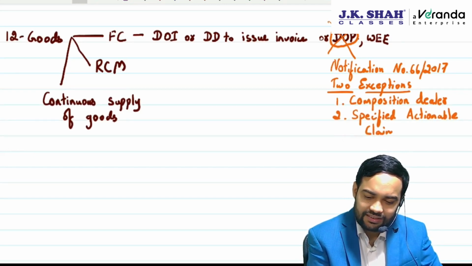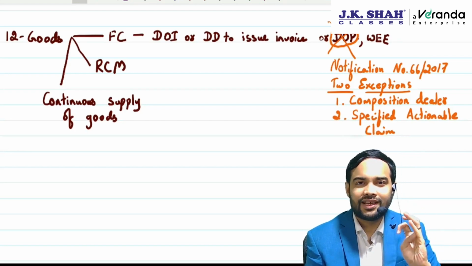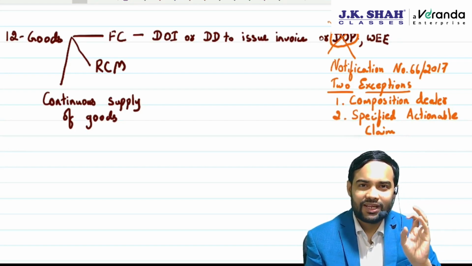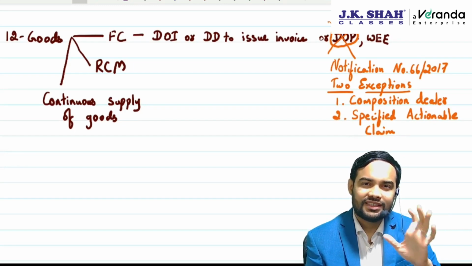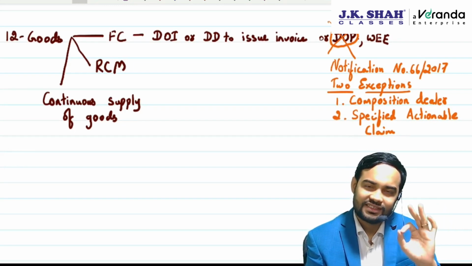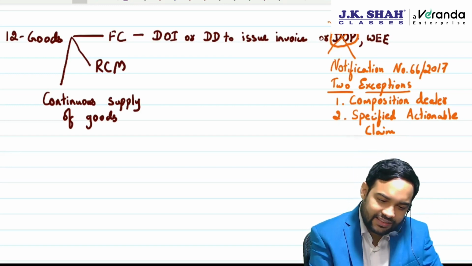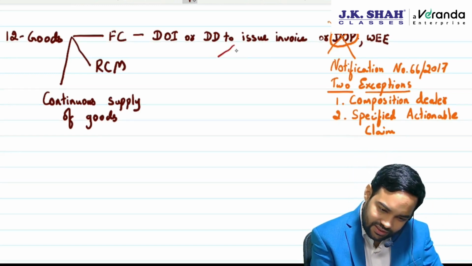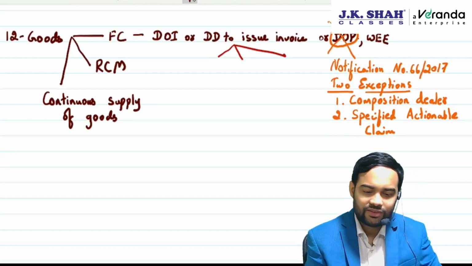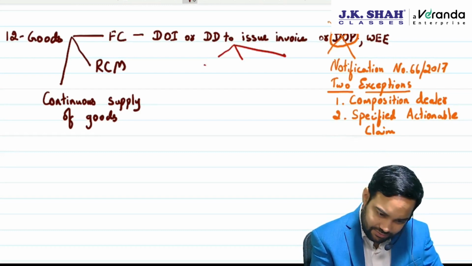Now specified actionable claim meaning betting, gambling, lottery, online money gaming, horse racing, casino. In all these cases, DOP is even today considered as time of supply. Then the question is, what is this due date to issue invoice? Now due date to issue invoice can be of three types.